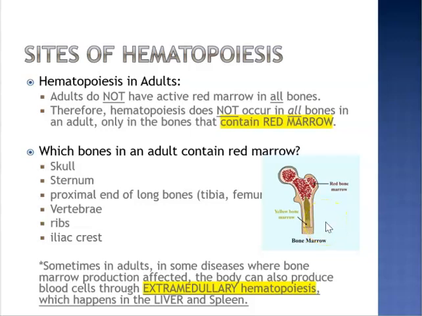Sometimes in adults, there are diseases or conditions that can cause a failure of bone marrow production, or it can affect the production of our blood cells. So the body can produce blood cells through what we call extramedullary hematopoiesis. And this can happen in rare cases, and we can produce blood cells through the liver and the spleen.